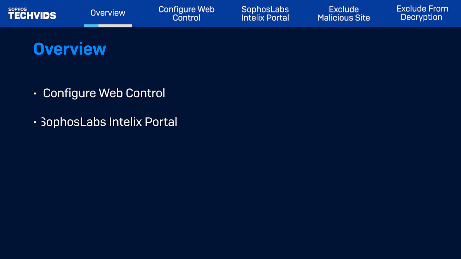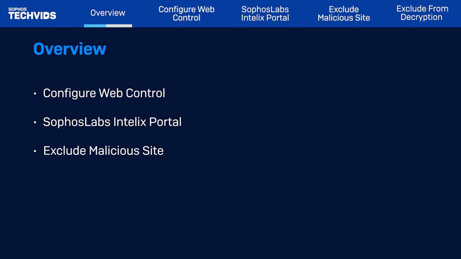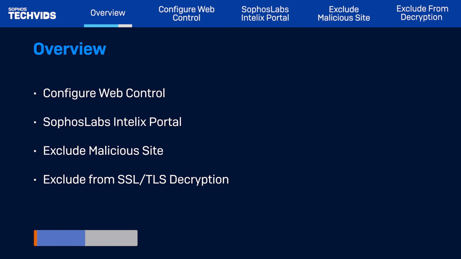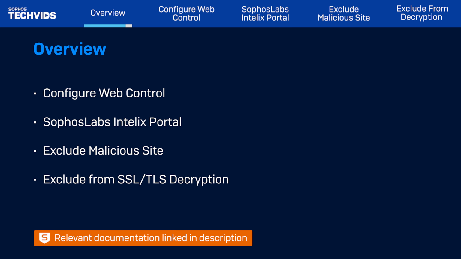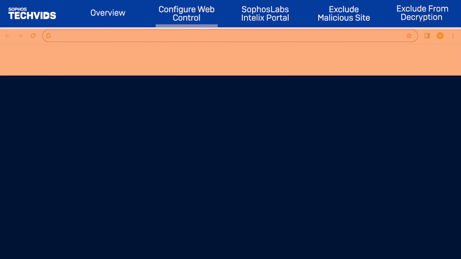Next, I'll demonstrate the Sophos Labs IntelliX portal, which is used for looking up a website. Then, I'll show you how to exclude a malicious site, and lastly, how to exclude websites from SSL and/or TLS decryption. Before you begin, you will need to be a super admin in Sophos Central. Relevant documentation for this tech vid is linked in the description, so make sure to check it out for more in-depth information. Let's get started.